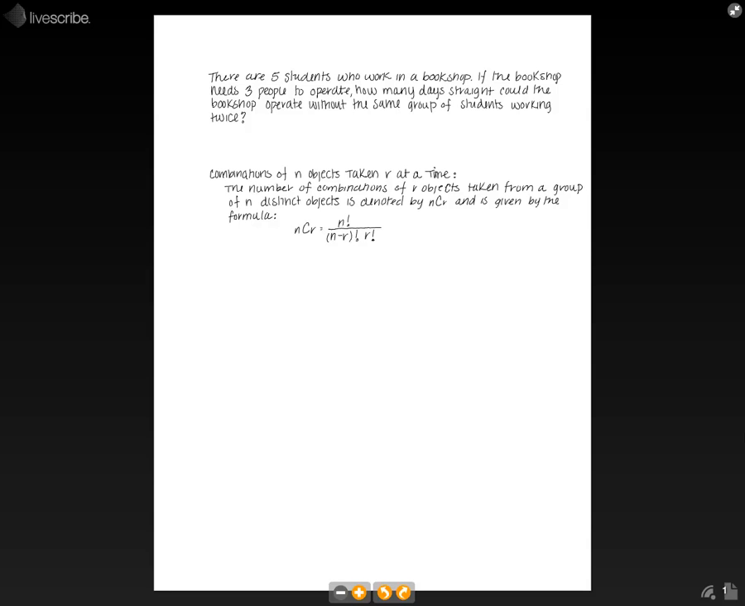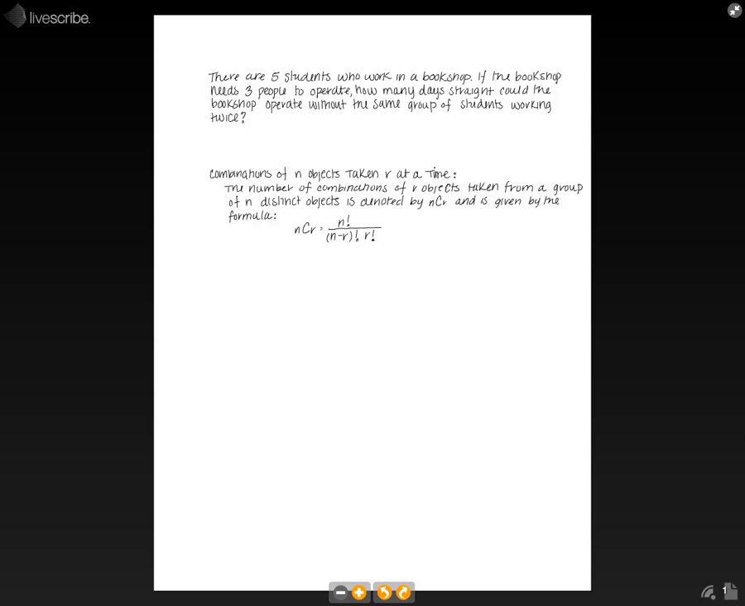In this pencast, we're going to be learning about using the counting principle to compute combinations and permutations. So this problem says there are 5 students who work in a bookshop. If the bookshop needs 3 people to operate, how many days straight could the bookshop operate without the same group of students working twice? So for this problem, we're going to need this principle.